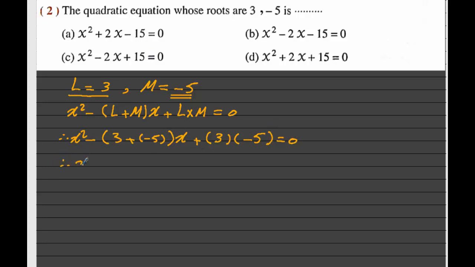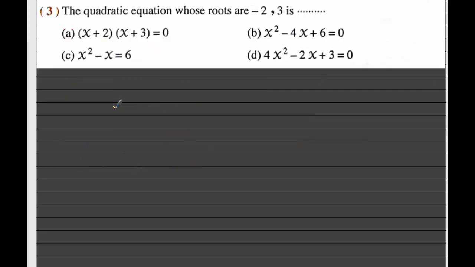So x squared, here we have 3 plus negative 5, it is negative 2, multiply negative, it is positive 2, 2x of course, 3 multiply negative 5, it is negative 15, equals 0. So we'll choose letter A here. x squared plus 2x minus 15 equals 0. Here is the solution.